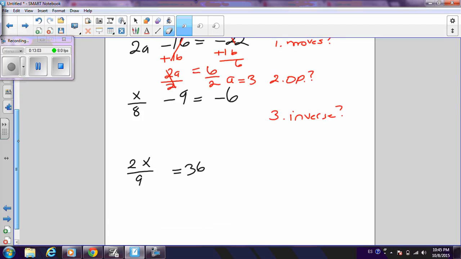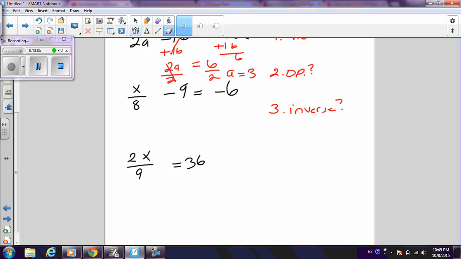Alright, so here we go. Let's do our same steps. Looking at x divided by 8 minus 9 equals negative 6.